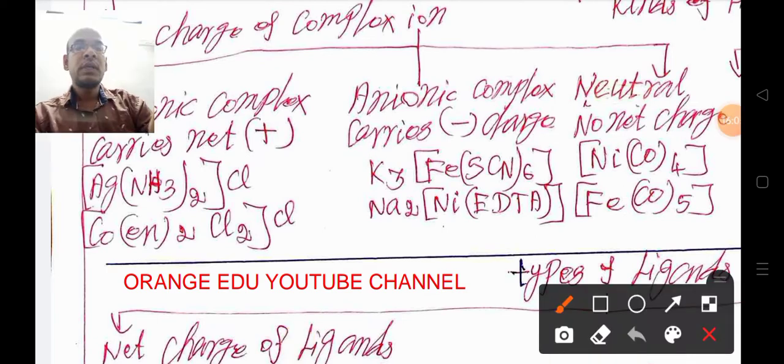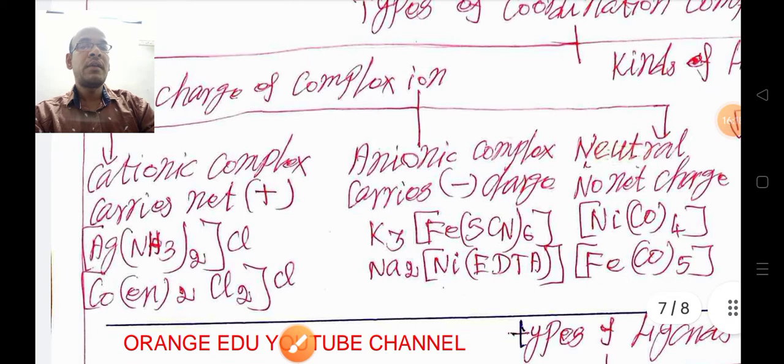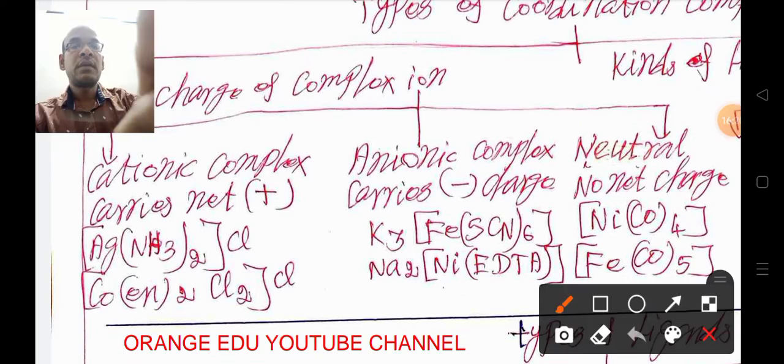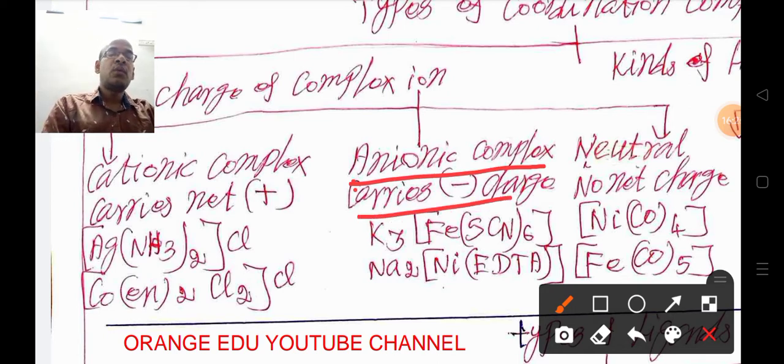In this example, Cl has a minus 1 charge. Therefore, for balancing, the complex ion has a plus 1 net charge. Therefore, it is a cationic complex. The second, anionic complex, carries the negative charge.